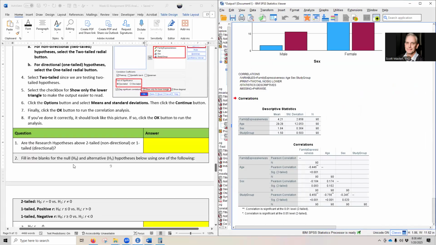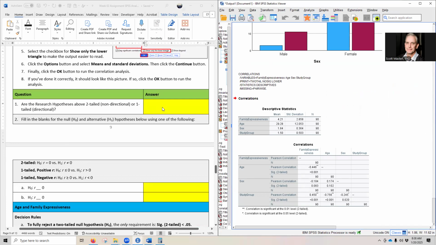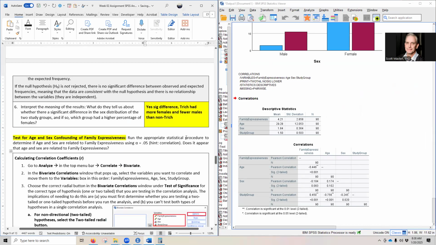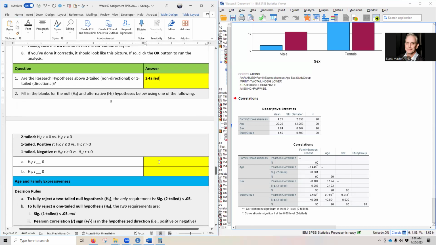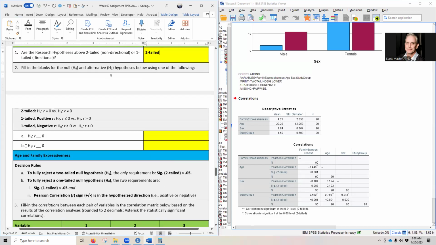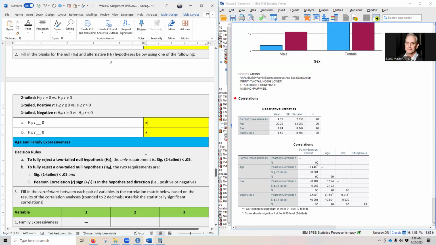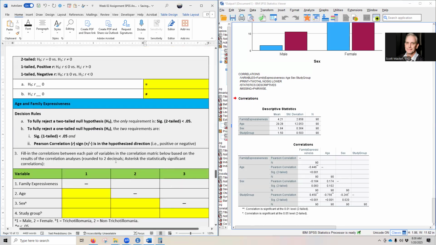All right, a bunch of correlations. Are the research hypotheses above two-tailed or one-tailed? They are two-tailed. Why? Because does it appear that age and sex are related? That's two-tailed. Could be either way. So to write these hypotheses, our alternative is that it could be positive, could be negative, but it's not equal to 0. Our null hypothesis, therefore, is that they are equal to 0. To fully reject two-tailed hypotheses, the only requirement is sig. (two-tailed) is less than 0.05.